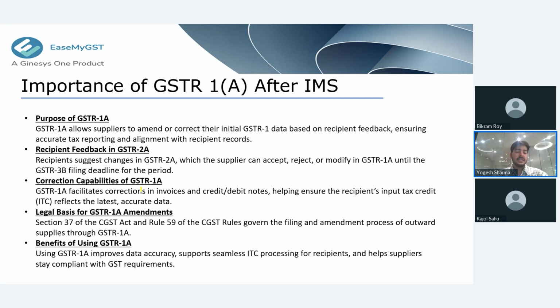Now, correction capabilities of GSTR1A. GSTR1A facilitates correction in invoices and credit debit notes, helping ensure the recipient's input tax credit reflects the latest and accurate data. As I already told you, the legal basis for GSTR1A amendment is section 37 of the CGST Act, and Rule 59 of the GST rules governs the filing and amendment process of outward supplies through GSTR1A. Then last, the benefit of using GSTR1A. Using GSTR1A improves data accuracy, supports seamless ITC processing for recipients, and helps suppliers stay compliant with GST requirements.